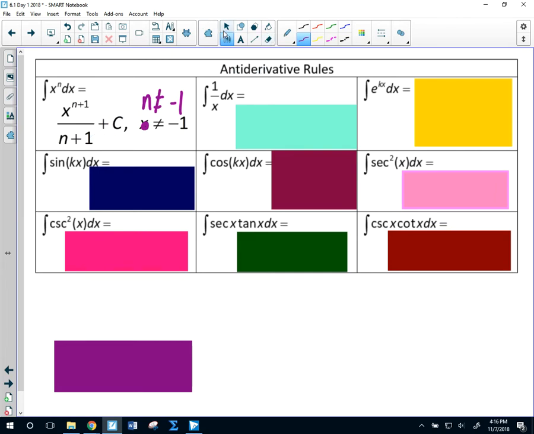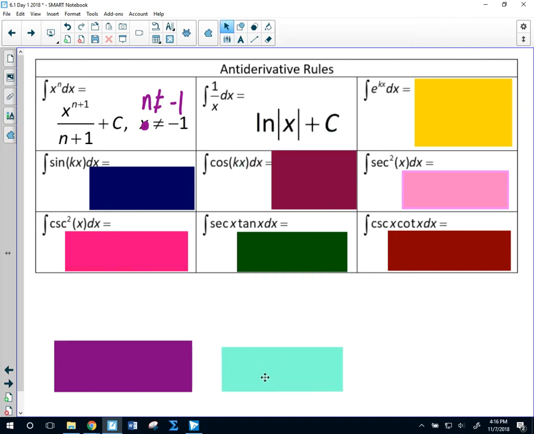Okay, now we are on to the problem where actually the power is equal to -1. So you could rewrite this problem and think of it like this, the integral of x to the -1 dx. The problem on the left said n cannot equal -1. This problem is the example of when n does equal -1. So the antiderivative of 1 over x is the natural log of the absolute value of x plus c.